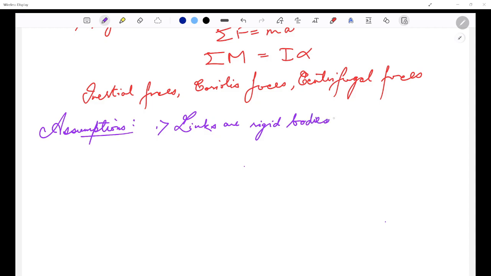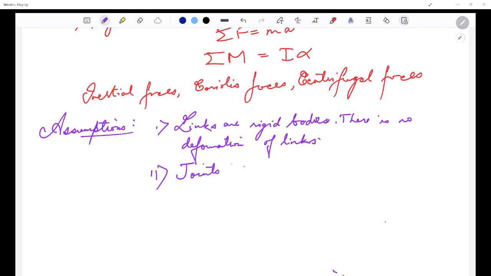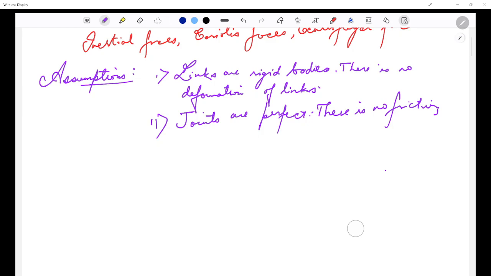Okay. So what does that mean? That means that there is no deformation of links. The second assumption is joints are perfect. What does that mean? There is no friction, no clearance, and no backlash.